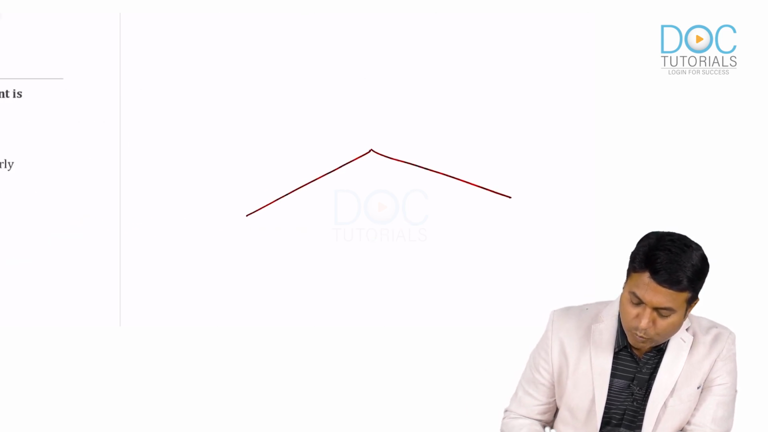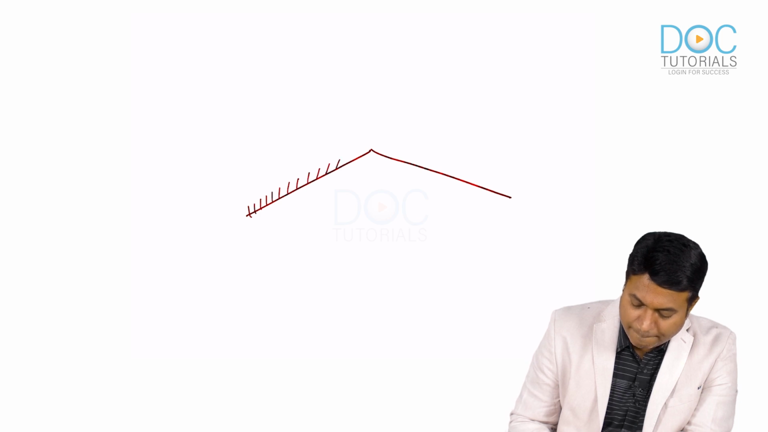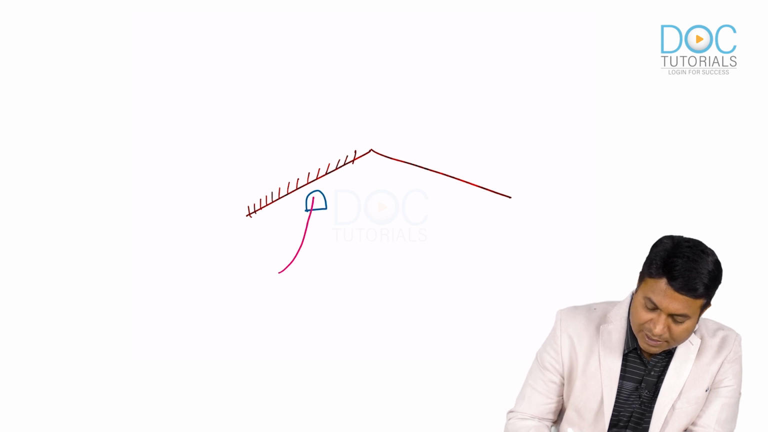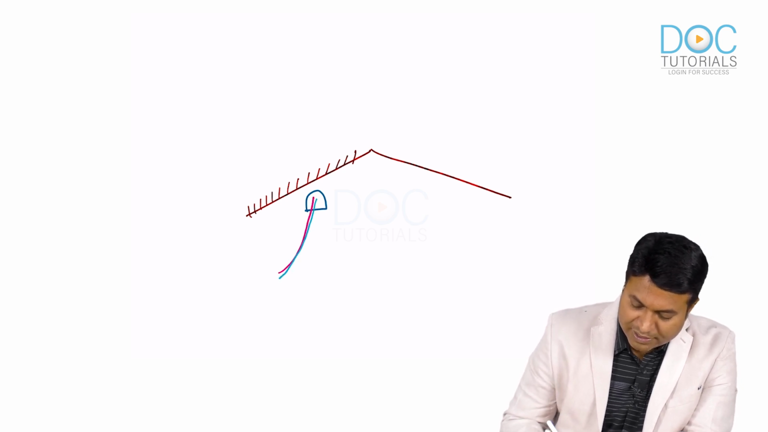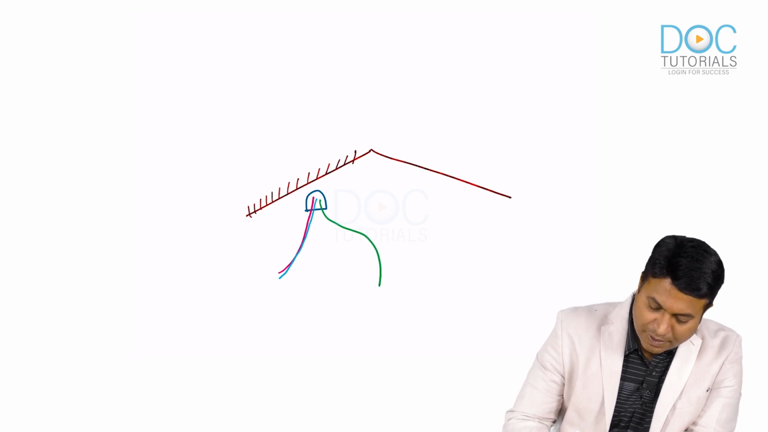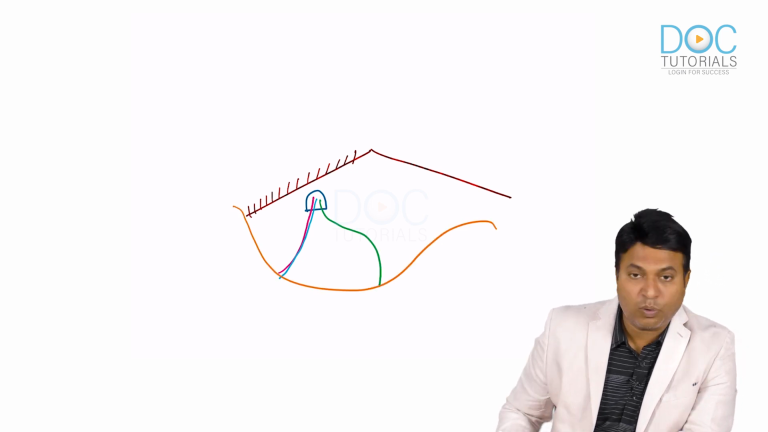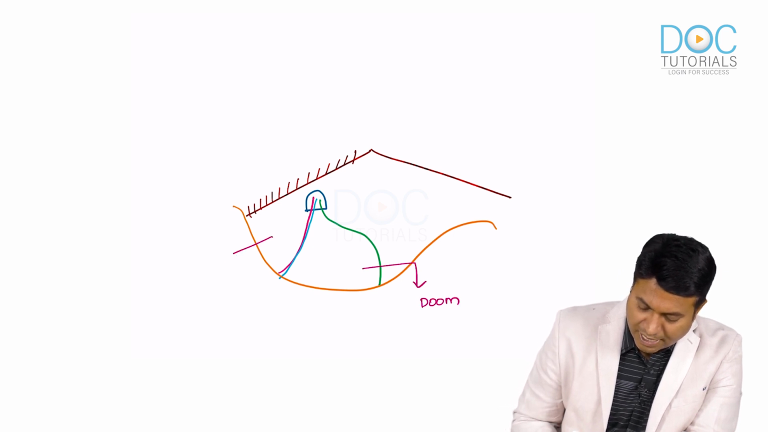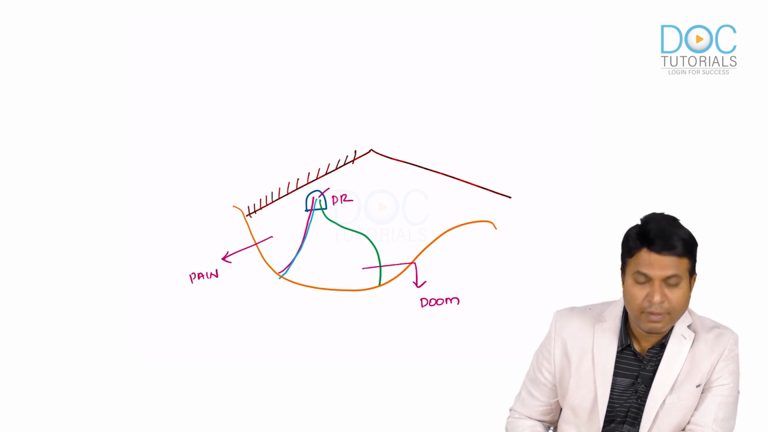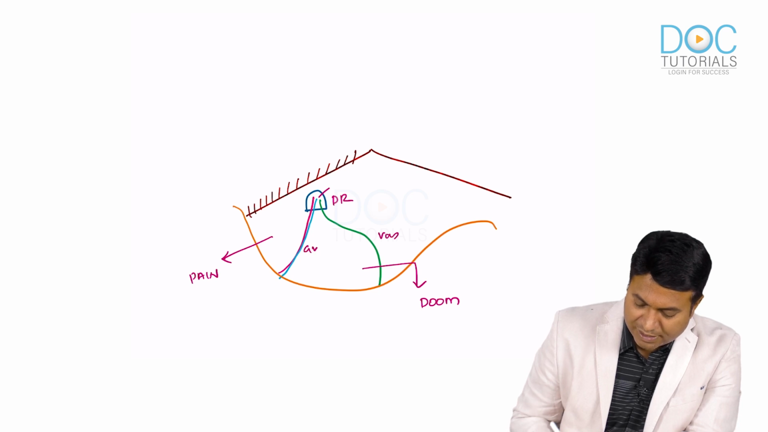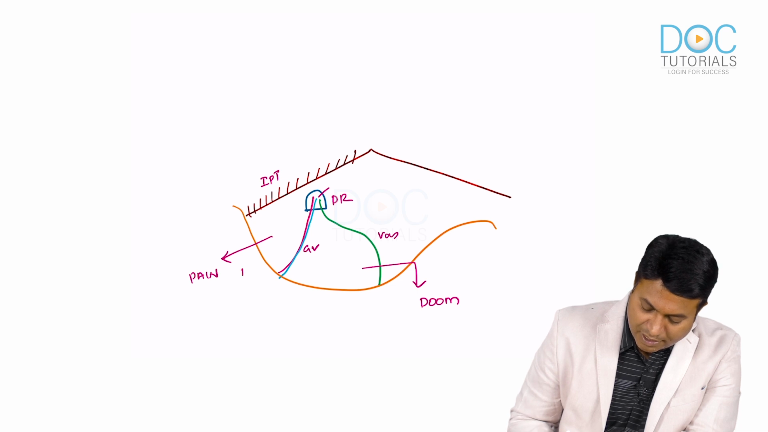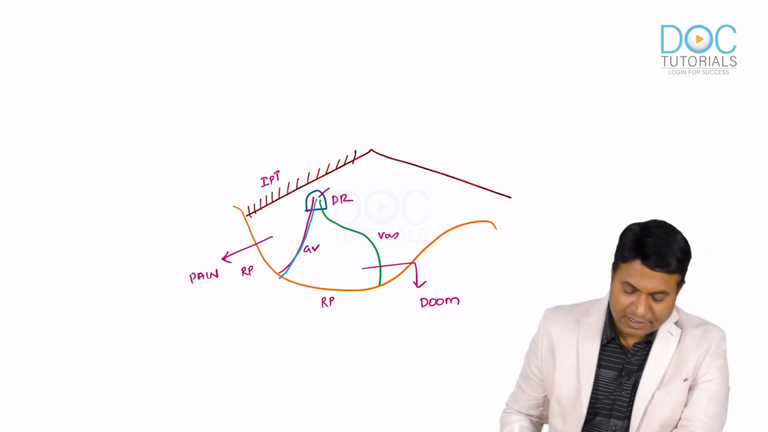This is the iliopubic tract. This is the deep ring. This is the gonadal vessels. Testicular artery and testicular vein are entering, and this is the vas deferens, and this is the reflected part of peritoneum. So, you can see this is the triangle of doom, this is the triangle of pain. Triangle of doom is bounded by deep ring, vas, gonadal vessels. Triangle of pain is bounded by gonadal vessels, iliopubic tract, and reflected peritoneum as a third boundary.